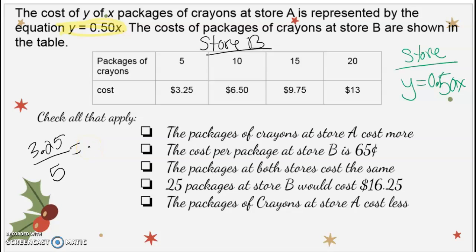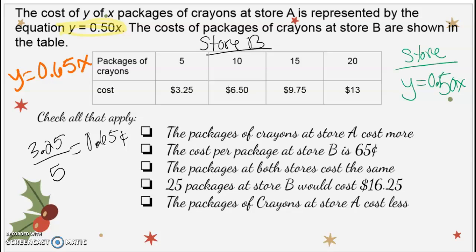So when you divided it, you should have gotten 65 cents. So this is how much store B is going to cost. If I was going to write an equation, it would be y equals 0.65x, because that's how much each package of crayons is going to cost me.